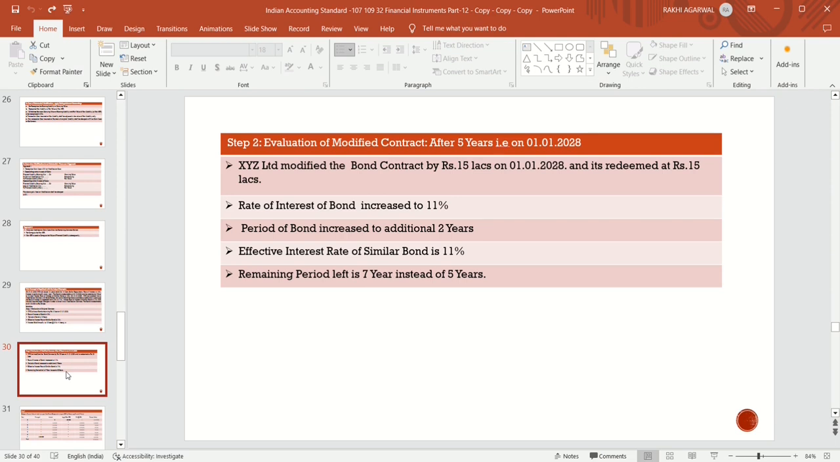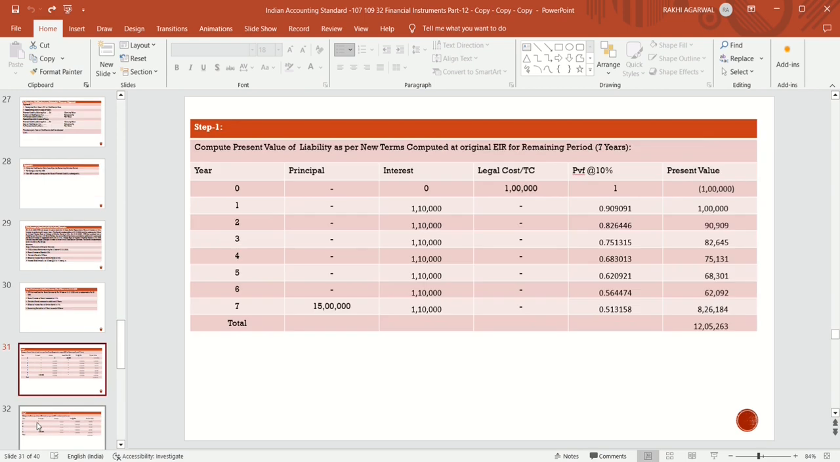Remaining period left is 7 years instead of 5 years, because previously the bond was for 10 years, but now in the modification the bond is extended by 2 more years. So the remaining period is 7 years. After 5 years, the bond is modified, and after modification the remaining period is 7 years instead of 5. Step 1 is to be evaluated. Firstly, we will check whether it is substantially modified or not.